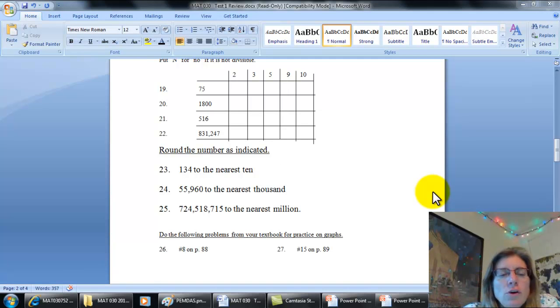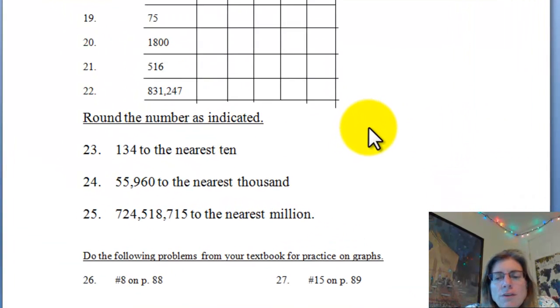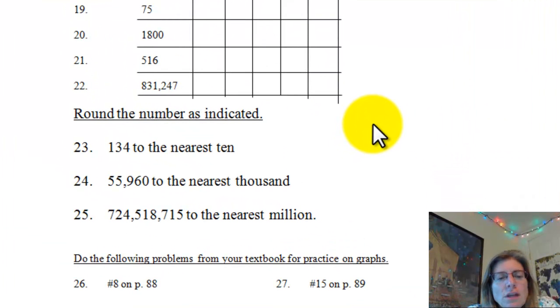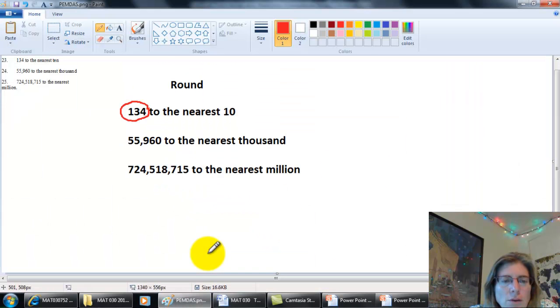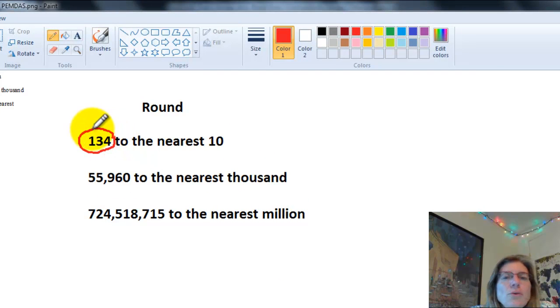Okay, so we're going to do rounding on the test 1 review. So that's numbers 23, 24, 25. And I'm going to go to my whiteboard. So on the first one, it's asking you to round 134 to the nearest 10. And that means you're going to look at this number 134 and decide the place values.